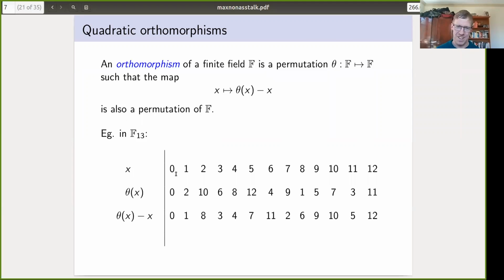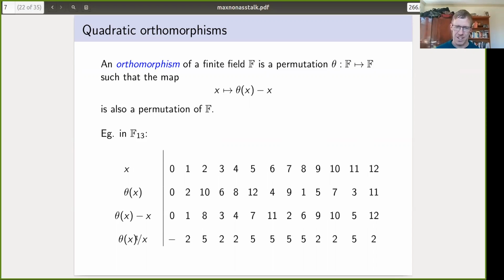It's a permutation of the elements. When I subtract this line from this line, I get this, which is, again, a permutation of the elements. And that's all fine and dandy. That makes it an orthomorphism. To see why it's a quadratic orthomorphism, I'm going to calculate theta of x on x. So divide theta of x by x and ignore the fact that I'm dividing 0 by 0 in the first column. In all the other columns, you see I get either a 2 or a 5.